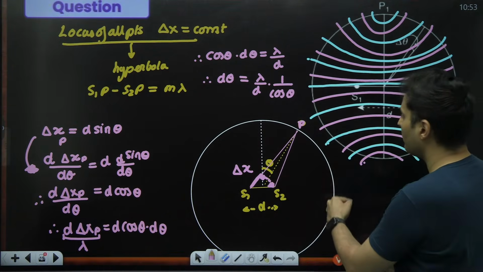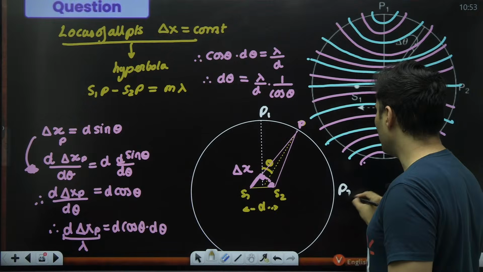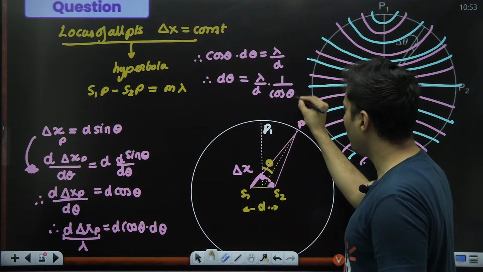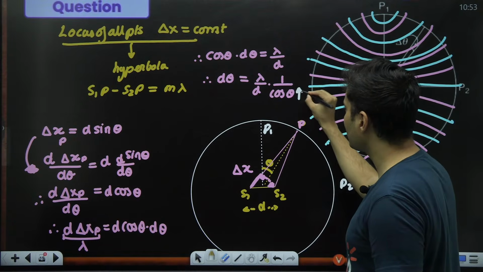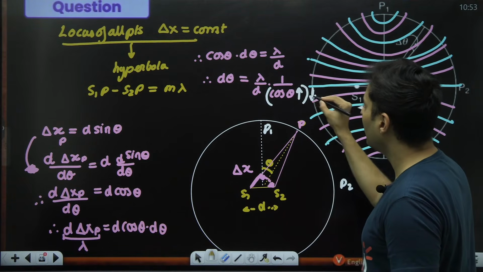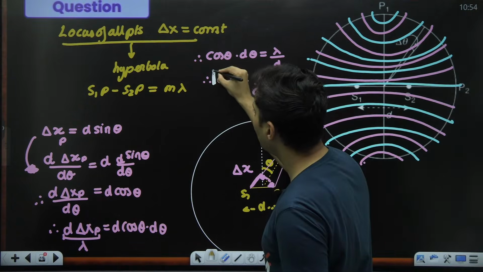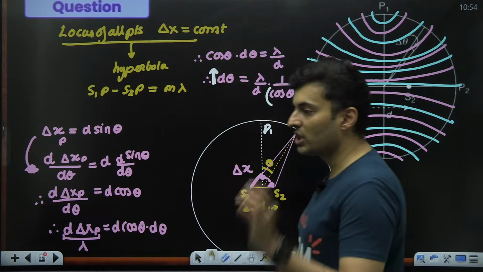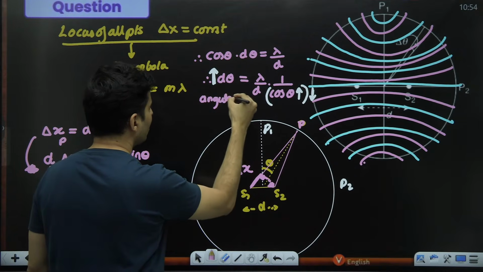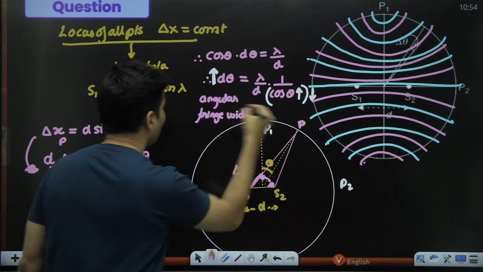So if you go from this point to this point, which are those points? From point P1 to point P2. If you are going from point P1, the point P1 is here, point P2 is here. What will happen to theta? Theta will obviously increase. If theta increases, what will happen to cos theta? Cos theta will obviously decrease. If cos theta decreases, the denominator decreases, the ratio increases. So d theta will basically increase. So what should happen to the fringe width? This d theta is your angular fringe width, angular fringe width. Obviously it should increase.